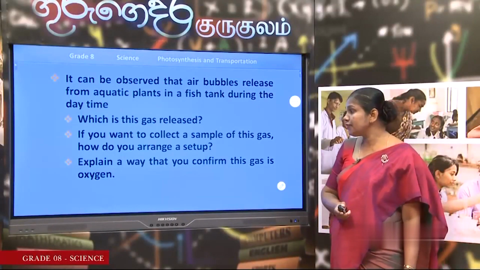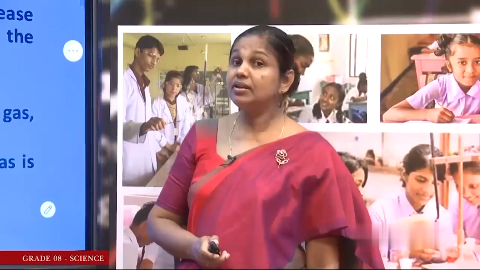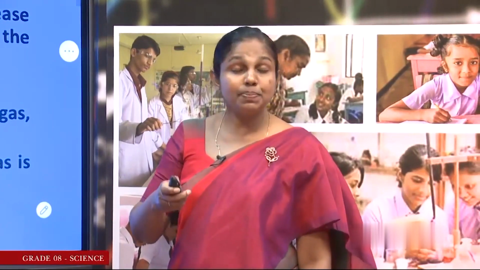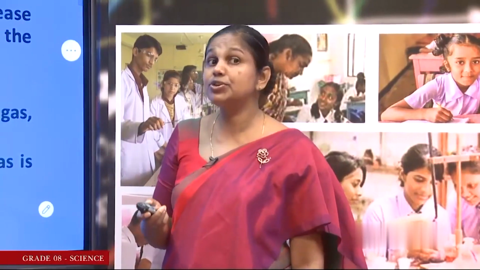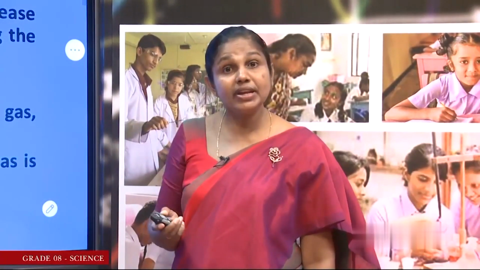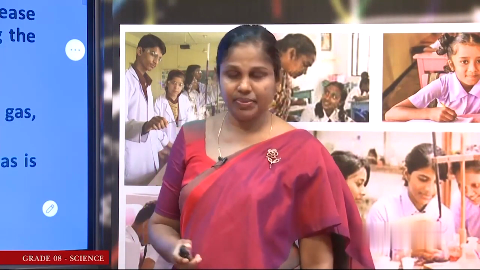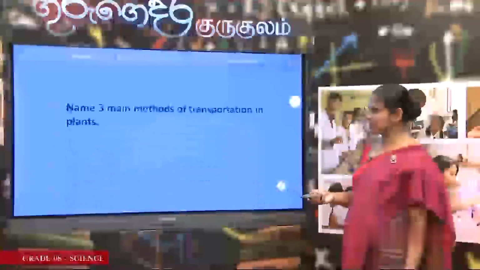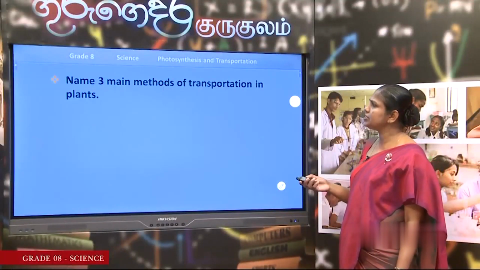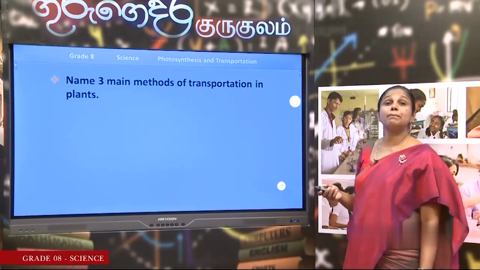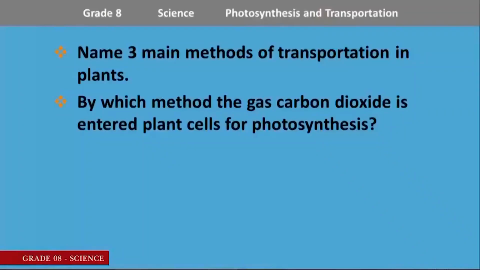Explain a way that you confirm this gas is oxygen. Then this is how you must write your answer. When a splinter with a spark is introduced into this gas container, if it reignites with a brighter flame, the gas is oxygen. Right. Then next question. Name 3 main methods of transportation in plants: diffusion, osmosis and mass flow. By which method the gas carbon dioxide is entered plant cells for photosynthesis? Diffusion.